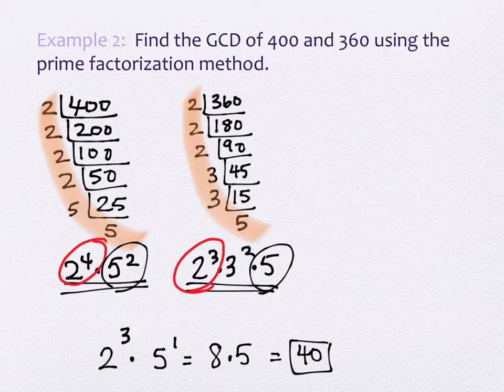Now, even if this might not be the biggest, you could at least make sure that it's really a factor. Does 400 divide by 40? Yeah. Does 360 divide by 40? Yeah. So at least you could make sure that you've got a factor. That does not ensure that it's the greatest common factor, but it is in fact. We did it correctly.